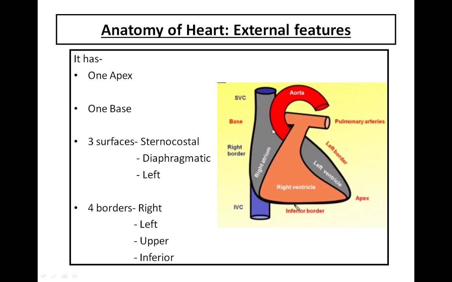The upper border is actually obliterated due to the roots of the great vessels. So these vessels come out. That is why the upper border is not so prominent. It is obliterated. But the right border, inferior border, and left border are clear.